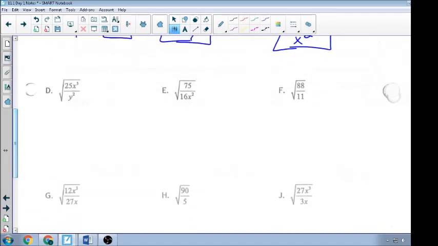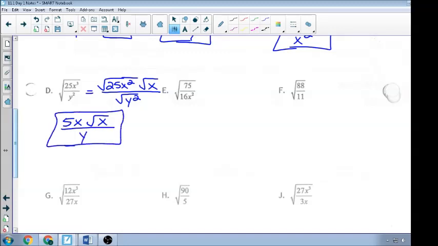D. Now this changed it up a little bit. We had a problem like this on the front. So what I'm going to do again is split this up into the square root of 25x squared times the square root of x over the square root of y squared. Notice I went ahead and broke up the x to the third into its perfect square, x squared, and its non-perfect square, x. So looking at the square root of 25x squared, I end up with 5x. The square root of x has to stay, over the square root of y squared, which is y. And I am done with that problem.